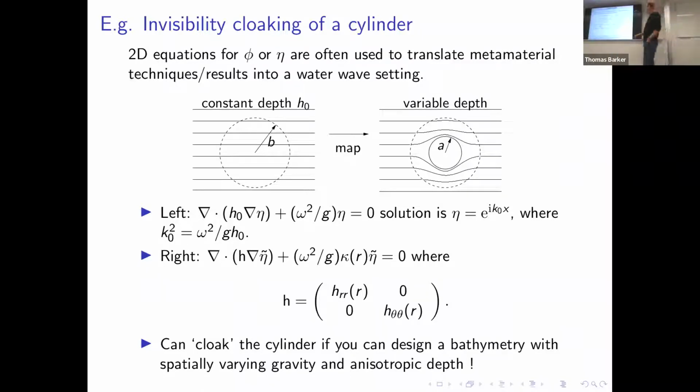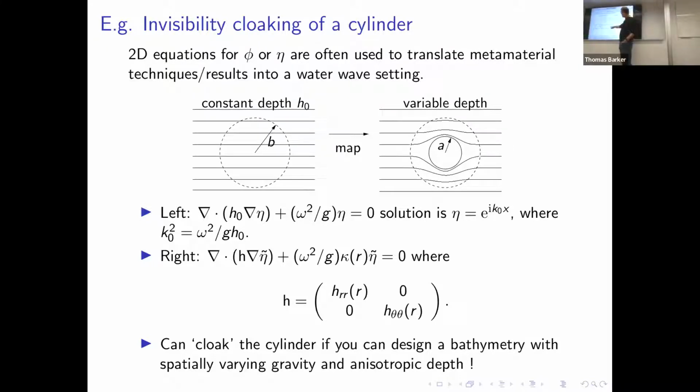The first thing I need to introduce is this tensor H, which encodes something to do with the depth. And it tells me that I need my depth to be different for waves traveling in the radial direction and waves traveling in the angular direction. Not just different in the entire annular region, it depends upon the radius as well. So I have to have spatially varying anisotropy in the depth. So waves need to feel different depths when they're traveling in different directions at different points in space. So that's one of the problems.